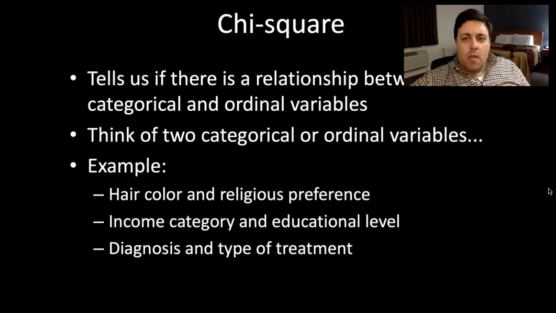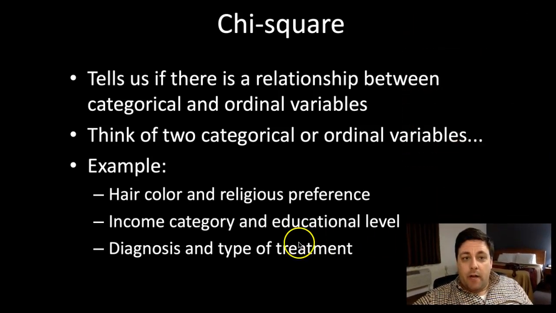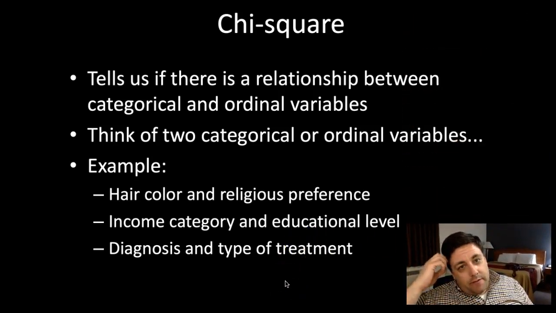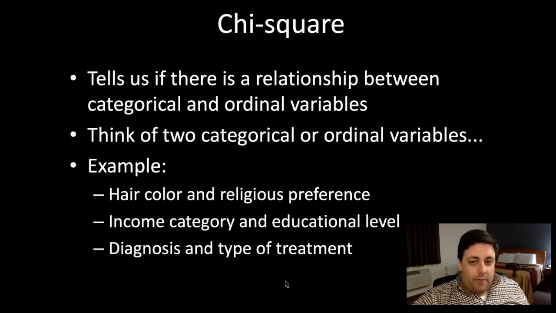Okay, so chi-square is the only non-parametric test that we're talking about here. And a chi-square tells us if there's a relationship between basically categorical variables. We can use them for ordinal variables too. So think about any 2 categorical or ordinal variables and ask yourself if you'd want to know if there was a relationship between those. I came up with a couple of examples here. The first one is a little silly. But maybe we'd want to know this. Maybe we'd be curious to see if there was a relationship between hair color and religious preference.